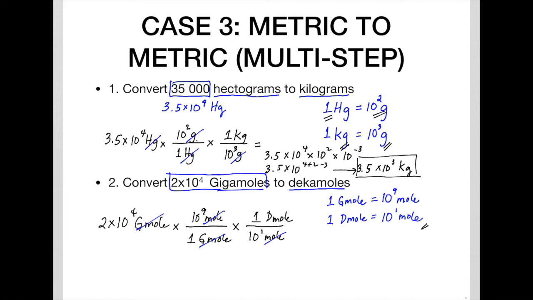So let's solve now. We have here 2 times 10 raised to 4 times 10 raised to 9 times 10 raised to negative 1, and then therefore I have here 2 times 10, we have 4 plus 9, 13 minus 1, and that is 12. And my unit is decamole. And then therefore, this is my final answer.